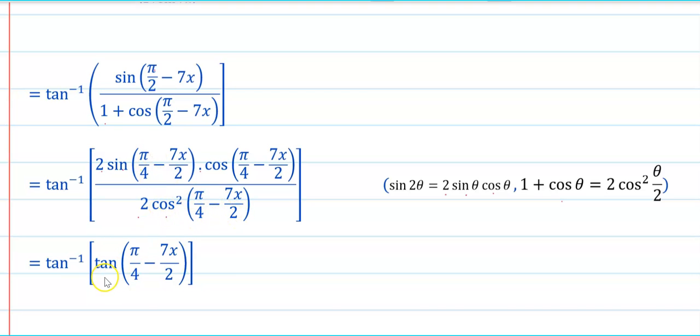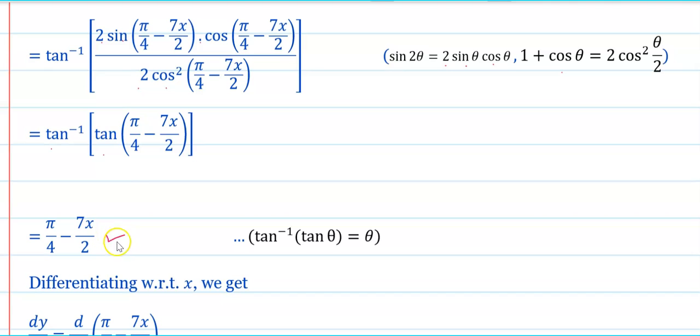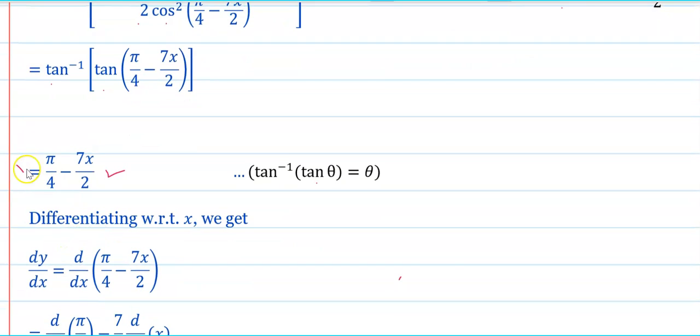Sin upon cos, you will get tan. Hence, tan inverse of tan of pi by 4 minus 7x upon 2. Now again, tan inverse of tan theta is theta. By using this result, you get pi by 4 minus 7x upon 2, and this is the y.